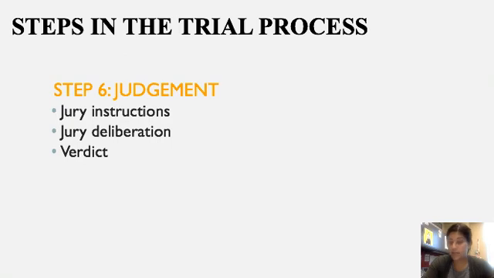Step 6 is the judgment. So this is essentially where the jury is provided instructions. So they might be given instructions about how they are to decide that case, which laws they're to base it on. That jury will then deliberate for some time. Could be a matter of minutes, hours, days. Really depends on the trial and the jury makeup. And then finally, a verdict is delivered.